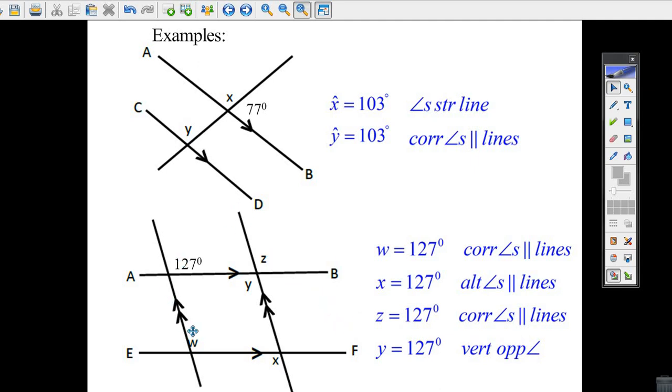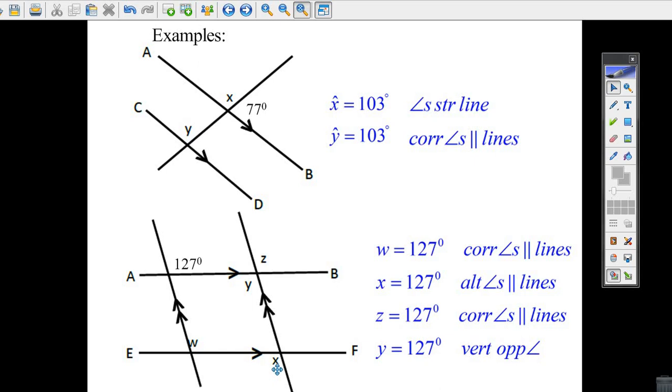Okay, let's look at this next question here. We're going to do it in alphabetical order. There's 127 degrees. W is in the same place. So we'd say W is 127 degrees because of corresponding angles. And we should name the parallel lines. AB is parallel to EF. That's what we should say, not just that they're parallel lines here.